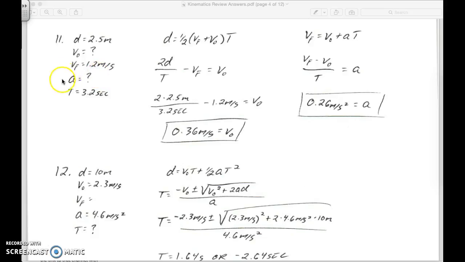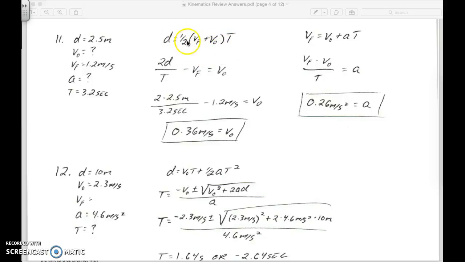We're going to look for the equation that does not have a in it, which is d equals 1/2 (vf plus v naught) multiplied by t. We're solving for v naught, so the first thing we've got to do is get it out of these parentheses. First we've got to get rid of the half and get rid of the time so that we don't have to worry about these parentheses anymore.